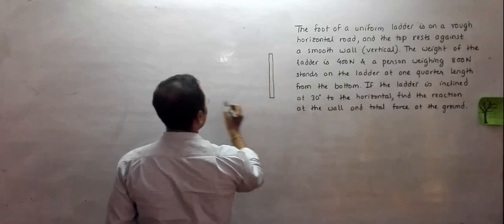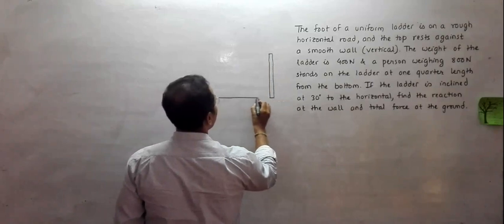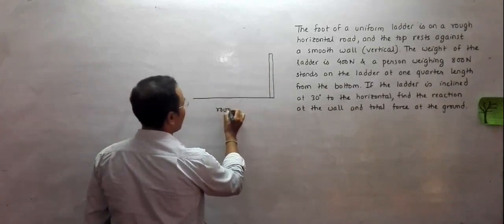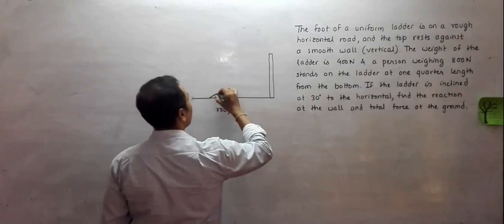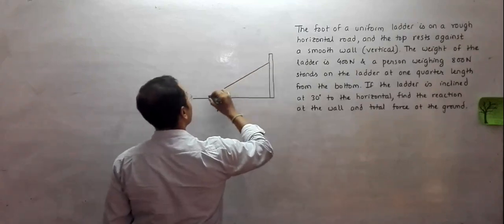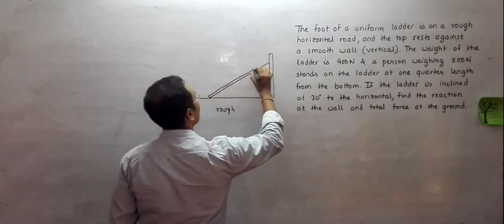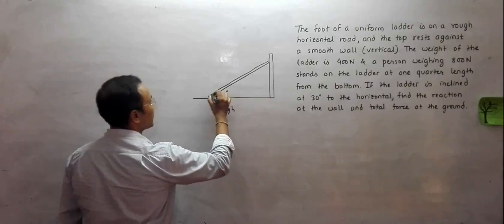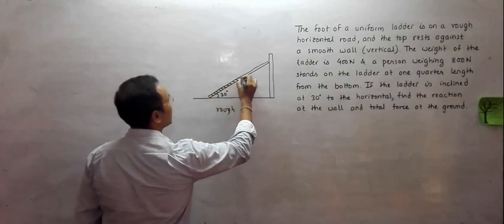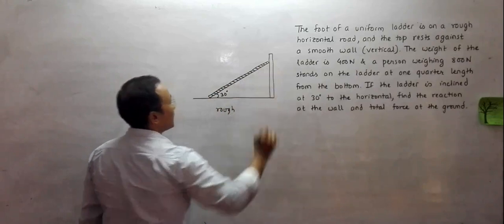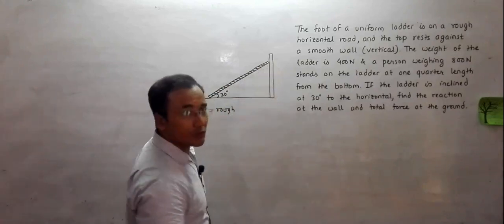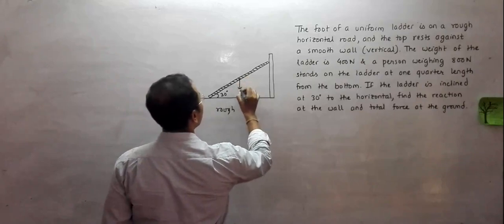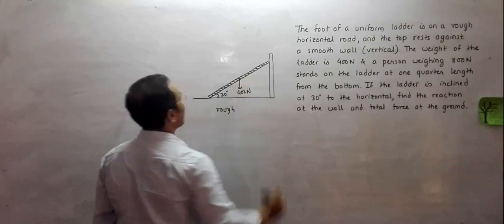A ladder is inclined on a certain surface. This time the surface is rough, and the ladder is inclined at an angle of 30 degrees to the horizontal. So this angle is, let me write it as 30 degrees. This is the ladder, and its weight is 400 Newton. The weight will be acting from here, and it is 400 Newton.